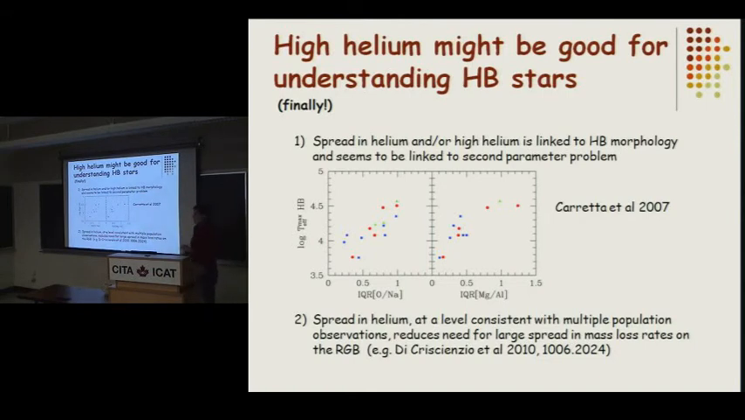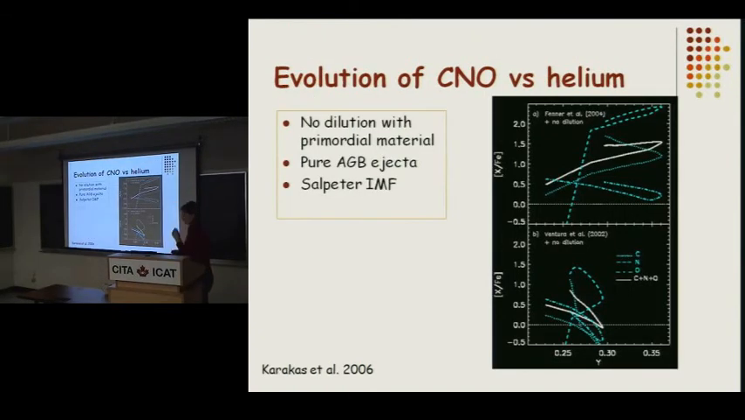If we invoke instead a spread in helium, then we can reduce this spread in mass loss by at least an order of magnitude. And in fact, in some clusters, it goes to basically nothing. It's not a spread in mass loss because of something we don't understand. It's a spread in mass loss because of the different helium abundance of these different stars, and therefore different evolution as they go up the giant branch. So again, we don't really understand why globular cluster stars should have different helium, or lots of problems with the model. But if they do, it solves another problem.